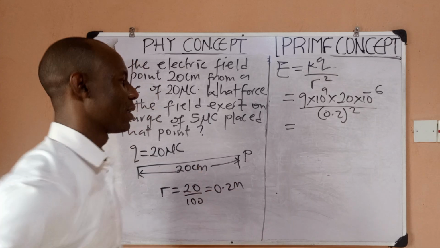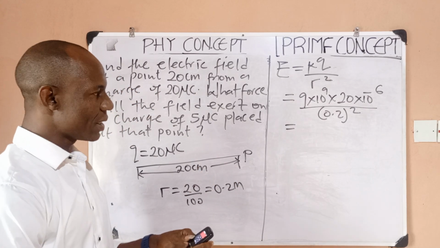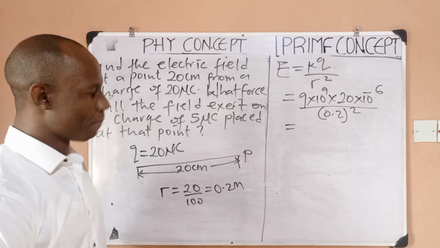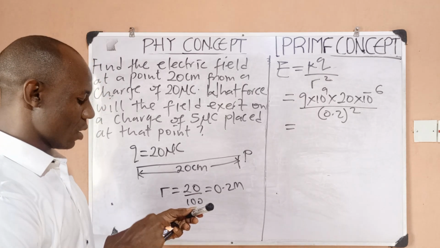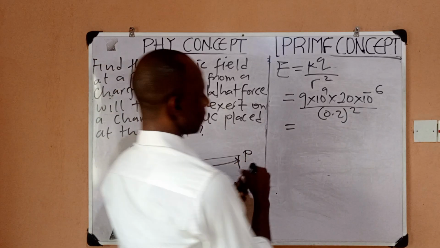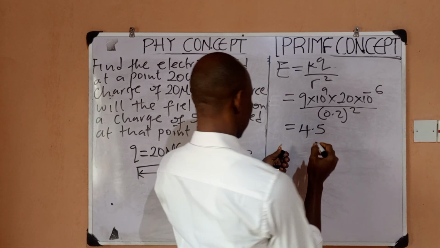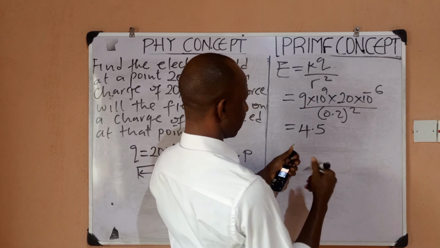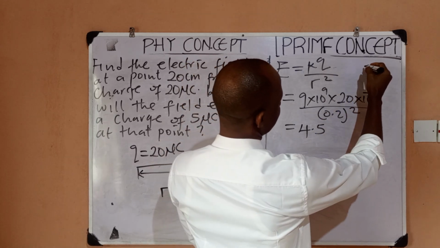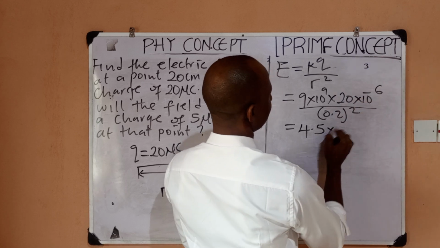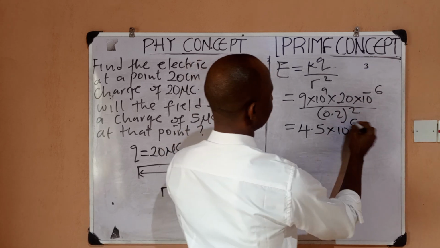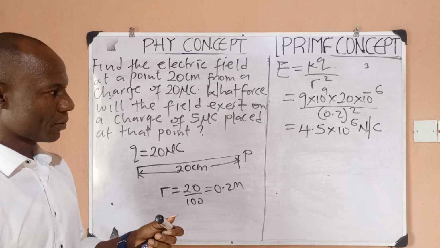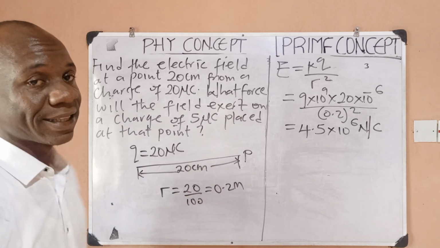Now if I punch this in, I would have quickly 9 times 20 by... okay, 4.5 times 10 to the power 6 Newton per coulomb. So that is what I have. Yeah, so this is my electric field, right?